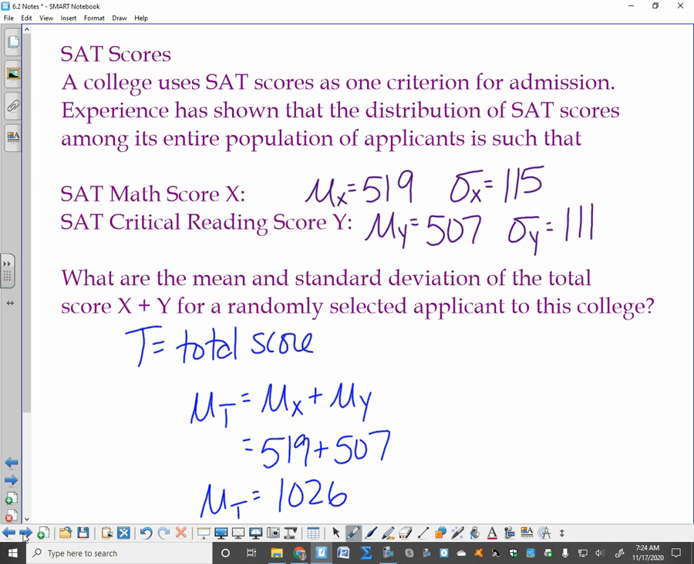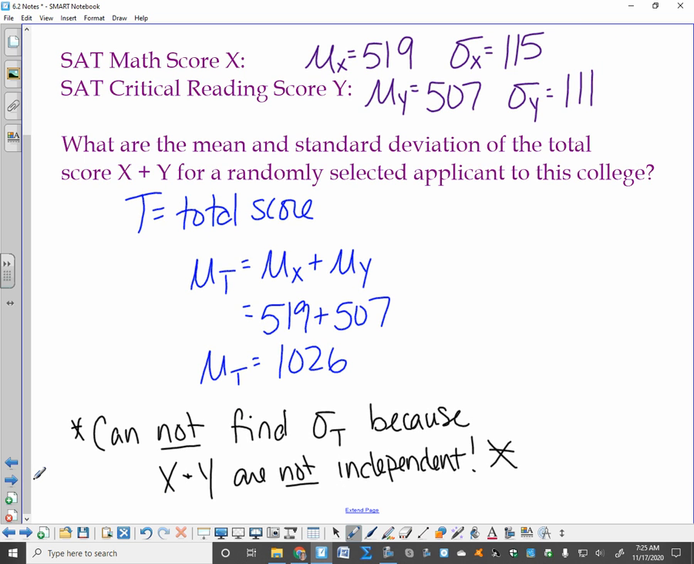Easy, but you have to be able to write it. So first of all, I have to define my variable because they didn't do that. So T, I define as my total score. And then I write the relationship, mu sub T equals mu sub X plus mu sub Y. They have already defined X and Y for me, so I don't have to do that. Then I plug in my numbers, and then I can draw my conclusion. All of that has to be here if you want full credit. Okay. Now here's the kicker. Look what's written in black.